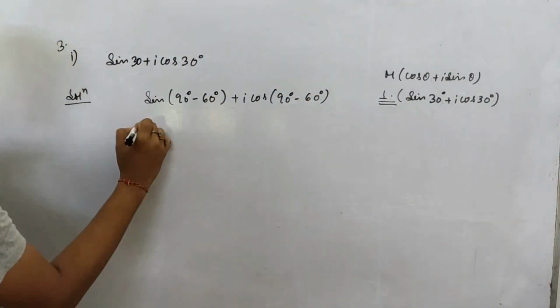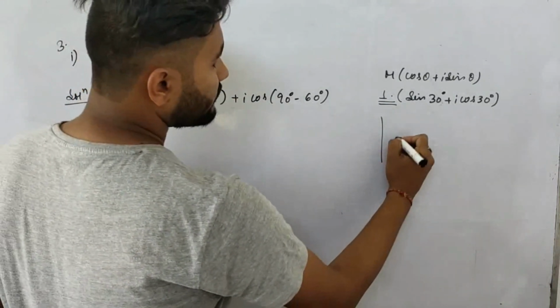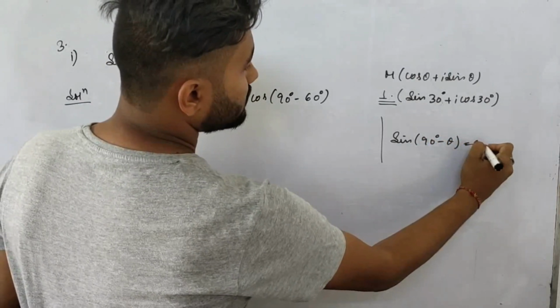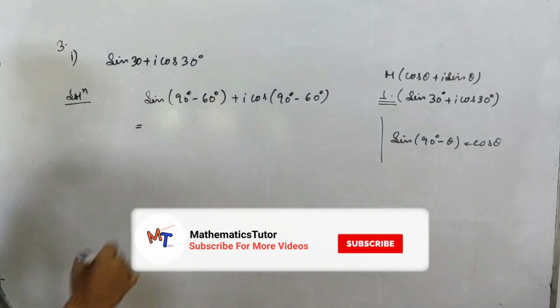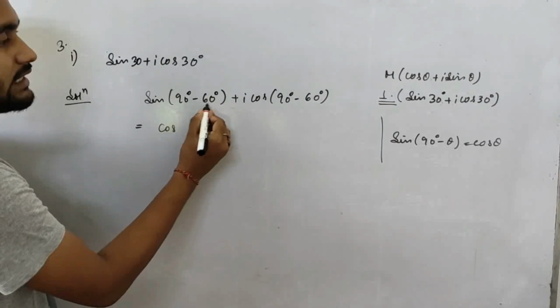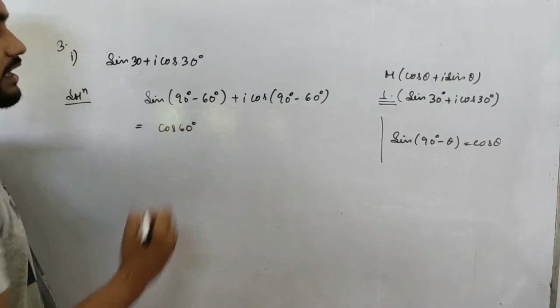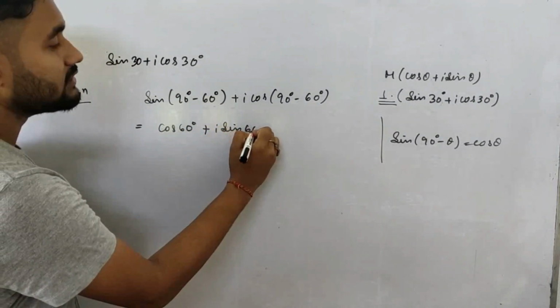Done. So this will change to what? What is the formula of sine 90 degree minus theta? Cos theta. And similarly cos 90 degree minus theta? Sin theta. So this will change to what? Sine 90 degree minus theta, this is the theta, so it will become cos 60 degree, cos theta. Plus similarly this will become I sin 60 degree.